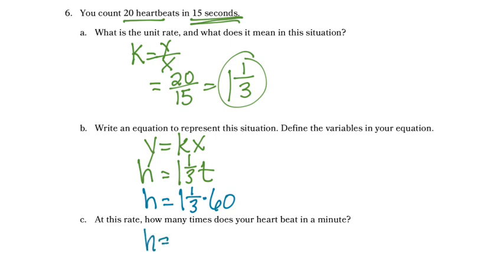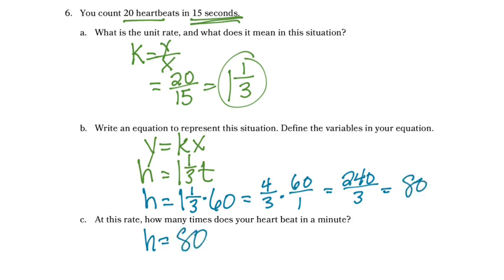So to find that number, we're going to be doing 1 1/3 times 60, which is going to give us 3 times 1 is 3 plus 1 is 4. So that turns into 4/3 times 60 over 1. That's going to give us 240 over 3, which then can be divided and become 80. So in 1 minute, your heart beats 80 beats.